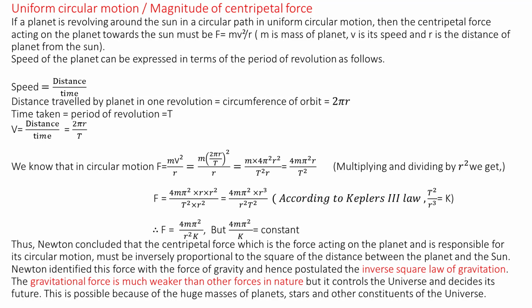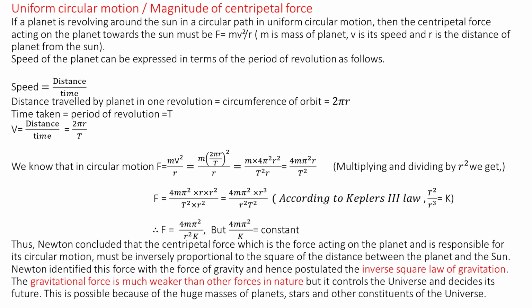Consider an object moving in a circle with constant speed. If m is the mass of the object, v is its speed and r is the radius of the circle, then it can be shown that this force F is equal to mv square upon r.